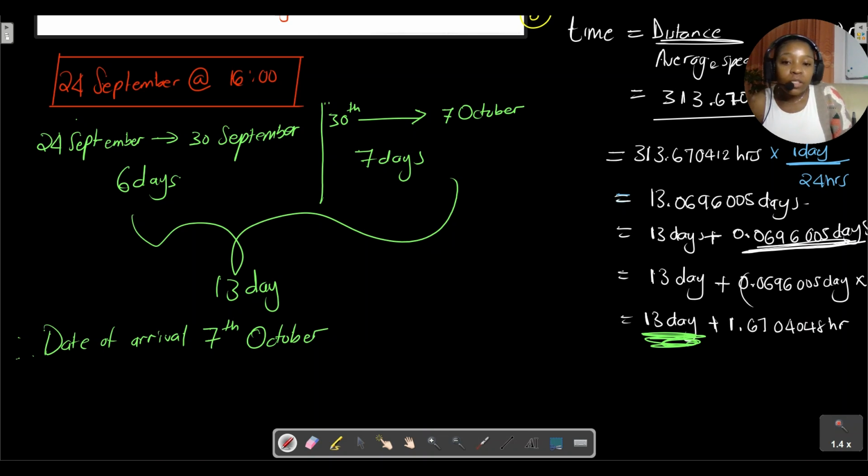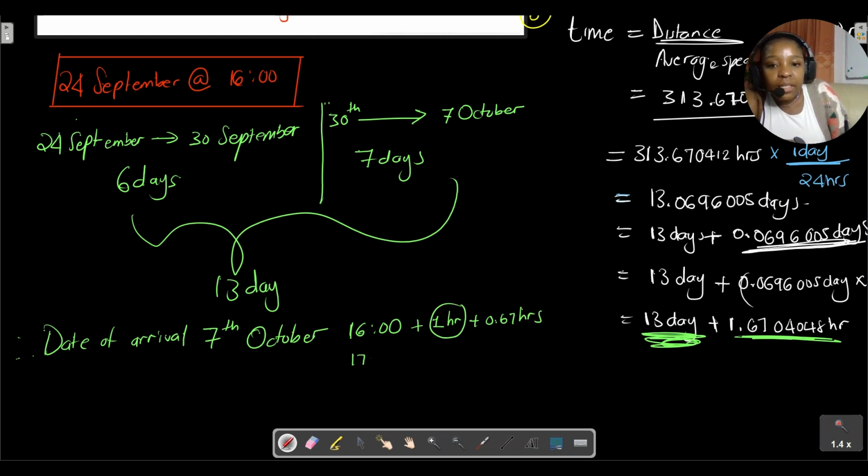Okay, at 4, because remember we are leaving at 4, right? It's a full 24 hours when we're counting, so it's going to be the 7th of October at 4. But remember we still need to add 1.67 hours. So if we add 1 hour, plus 0.67 hours, what does this mean? The 1 hour puts us at 1700, and then we just need to convert these 0.67 hours into minutes.